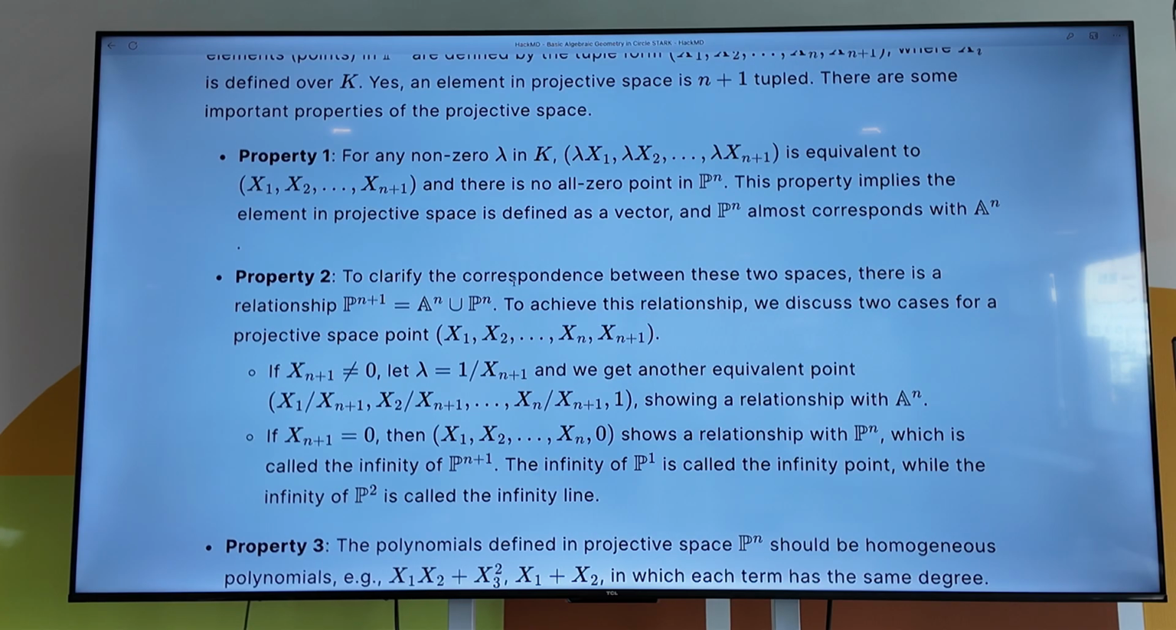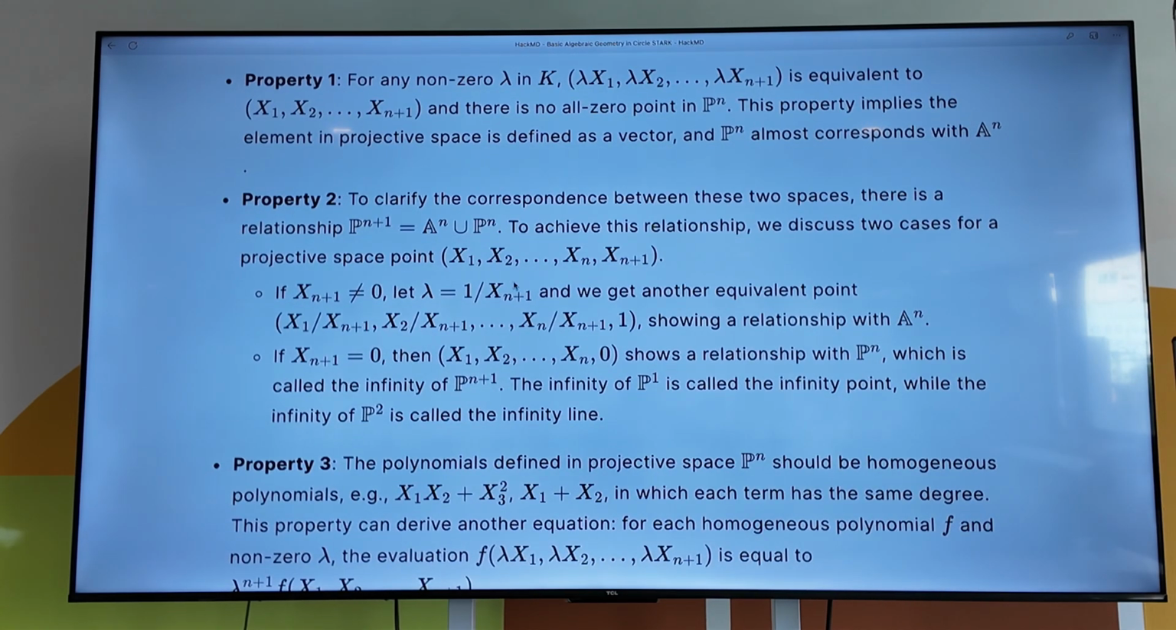Another thing you need to mention is there's no all-zero point. That means all coordinates being 0, that point doesn't exist because it can be counted as any element.